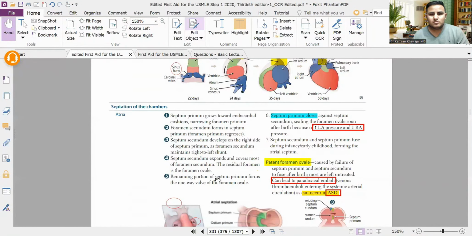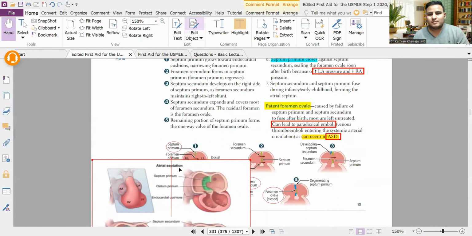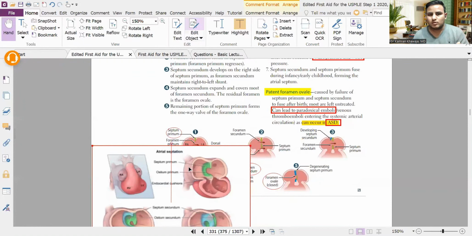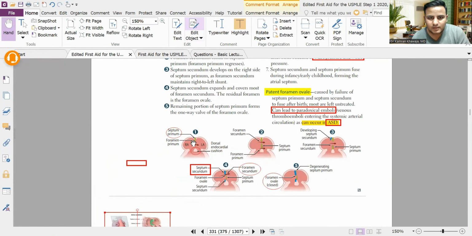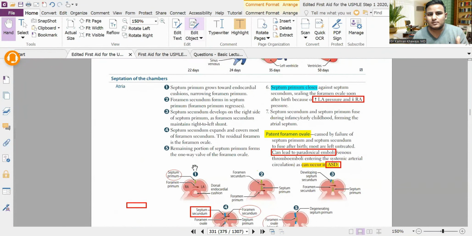Next, what is foramen primum? You know that a foramen is a hole. If you see this diagram, this is the septum primum and this is the endocardial cushion. Between this septum and this endocardial cushion there is a hole, which is called the foramen primum. Why is there then a foramen secundum?